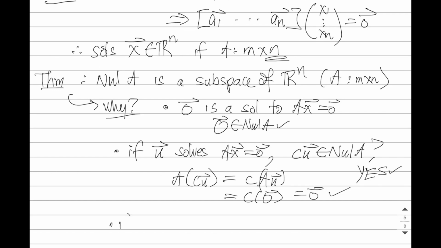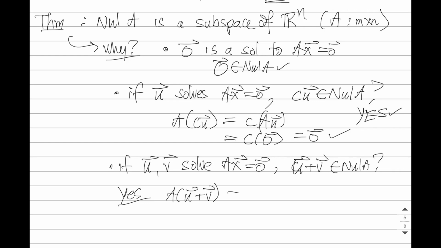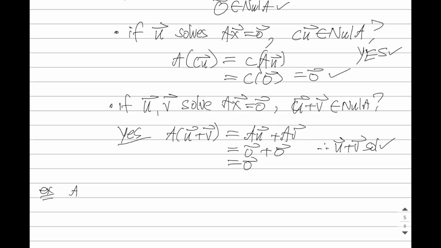And similarly, if I give you two vectors, u and v, that solve Ax = 0, is their sum in the null space? The answer is yes, by linearity again. If I were to consider u plus v and multiply it by the matrix A, I'm going to get Au plus Av. Each of those is a solution, so they give me a 0, and that means u plus v is also a solution.